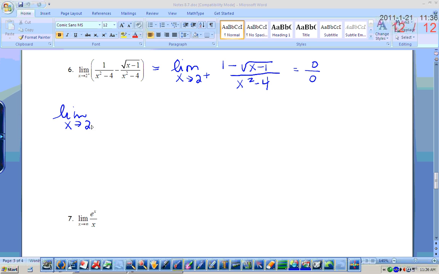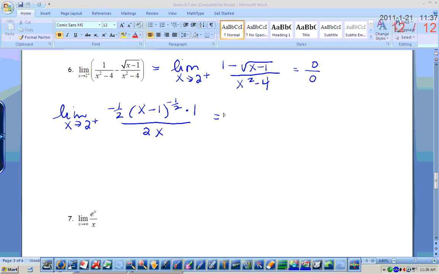So we can go to L'Hopital. What's the derivative of the top? Negative 1/2 (x minus 1) to the negative 1/2, and then technically times 1 if you take the derivative of the parenthesis. And the derivative of the bottom is 2x. All right, let's keep our fingers crossed that this works.